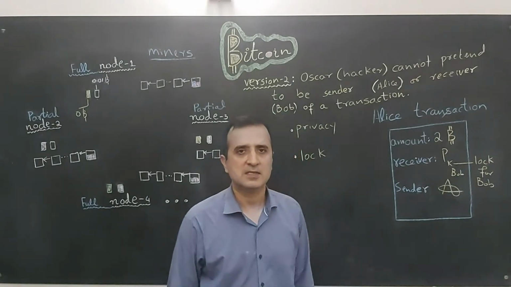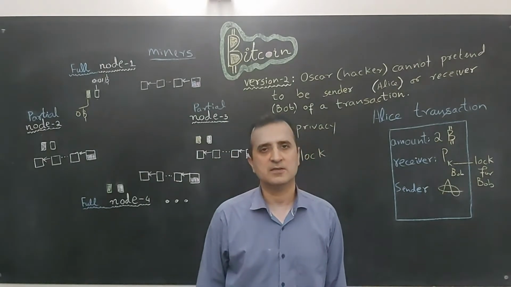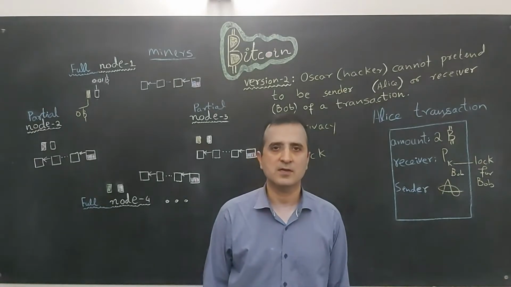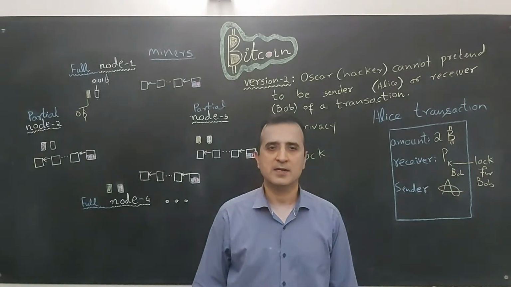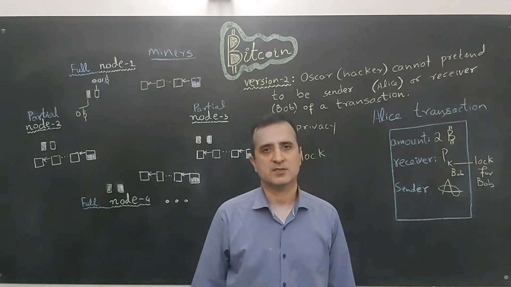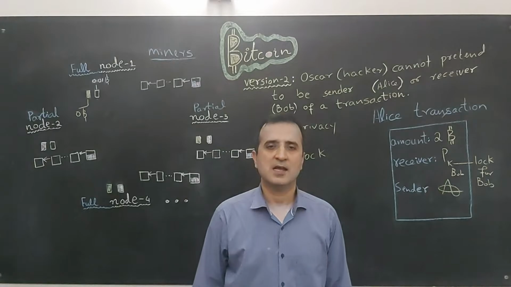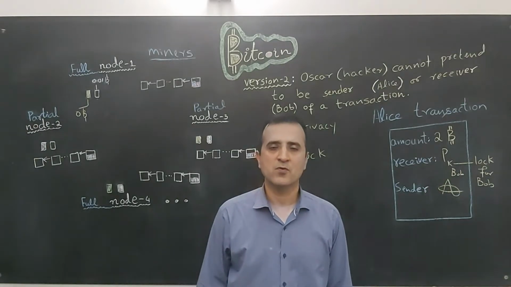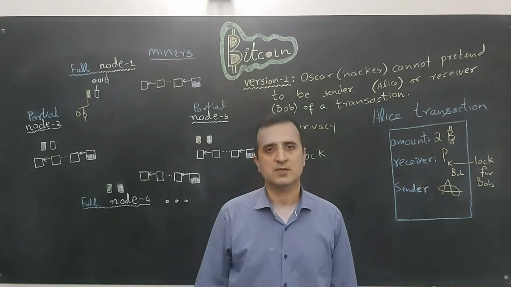So the second version is a significant improvement over the first version, because in the second version the identity of the sender and the receiver are well protected, and nobody can change the content of a transaction. But the second version still has lots of disadvantages, and some of these will be improved upon in the third version.